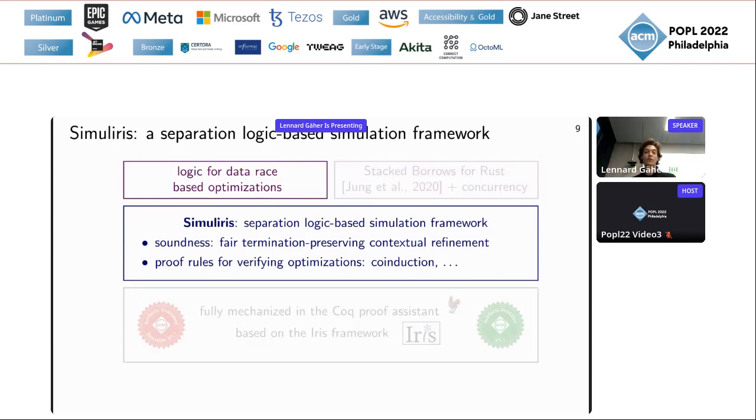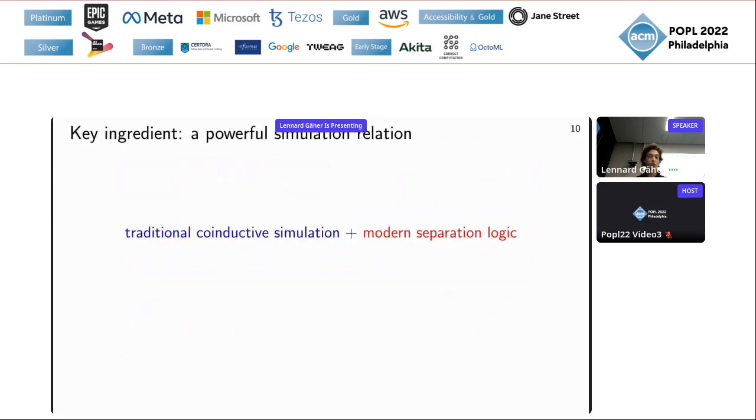Now, for the rest of this talk, I'd like to tell you more about Simuliris as a framework and the principles underlying it, and then focus on our logic for data race-based optimizations. First, let's take a look at our simulation. Our powerful simulation relation is essentially the key ingredient of Simuliris. It basically combines the typical shape of a coinductive simulation with features known from modern separation logics.